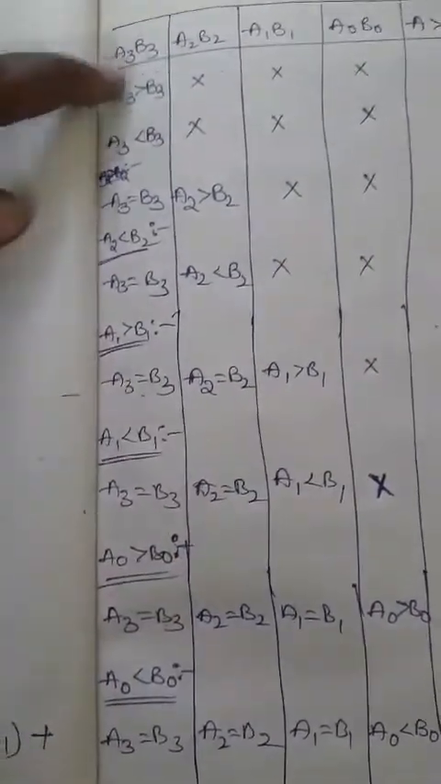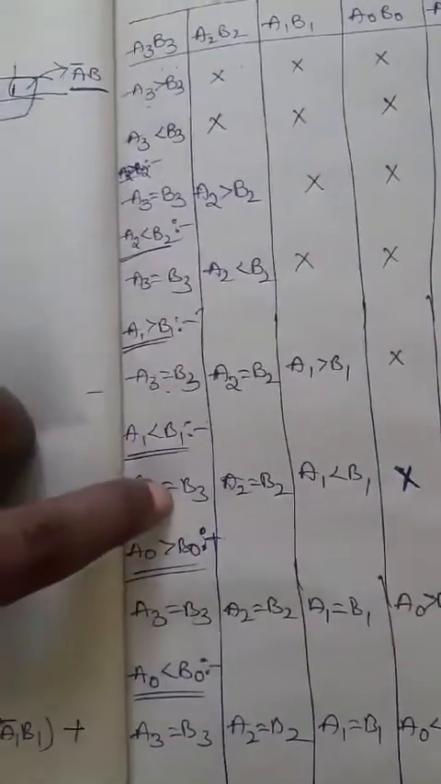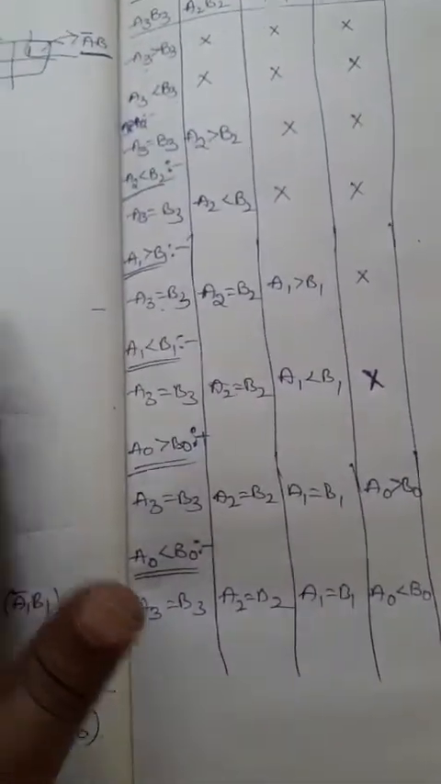Now coming to less than. This is the first case, the second case, the third case, and the fourth case. So 8 cases are completed. Greater than and less than are completed. Now we can place the equality conditions.